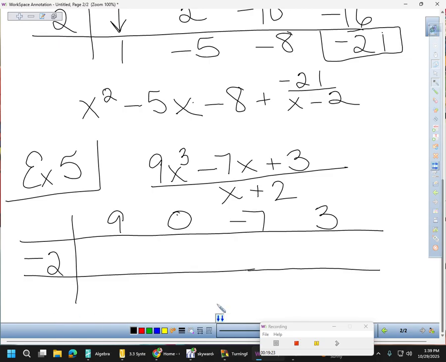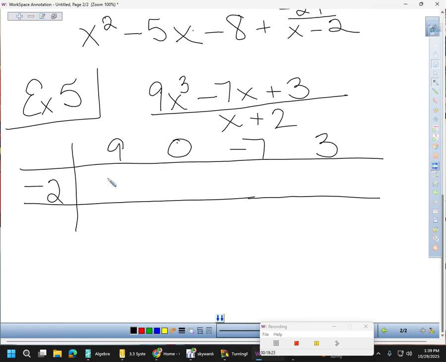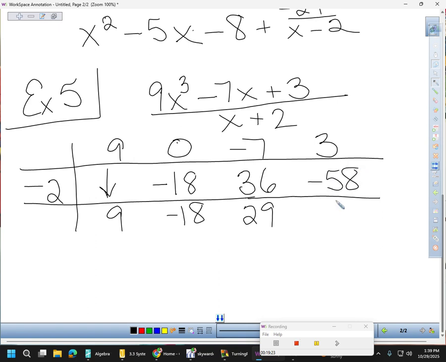So now, as we divide, we bring down the very first coefficient, which is 9. We multiply. Negative 2 times 9 is negative 18. We add them together. Negative 2 times negative 18 is positive 36. We add it together. Negative 2 times 29 is negative 58. We add it together. Again, this is our remainder.